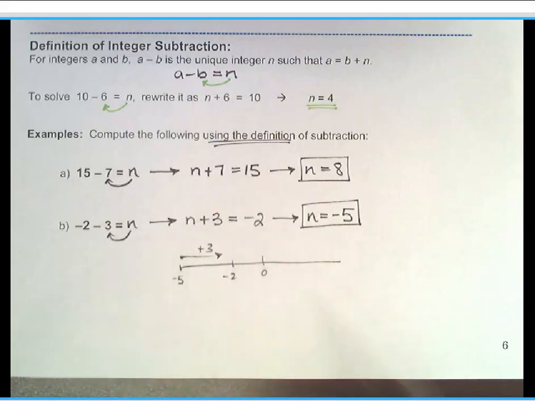But it is a little tricky when you're dealing with integers. The positives and negatives just make this a little bit harder. But this is the official definition of integer subtraction. So if they ask you anything like this in the homework, this is what they're asking you to do, is rewrite it as an addition problem.